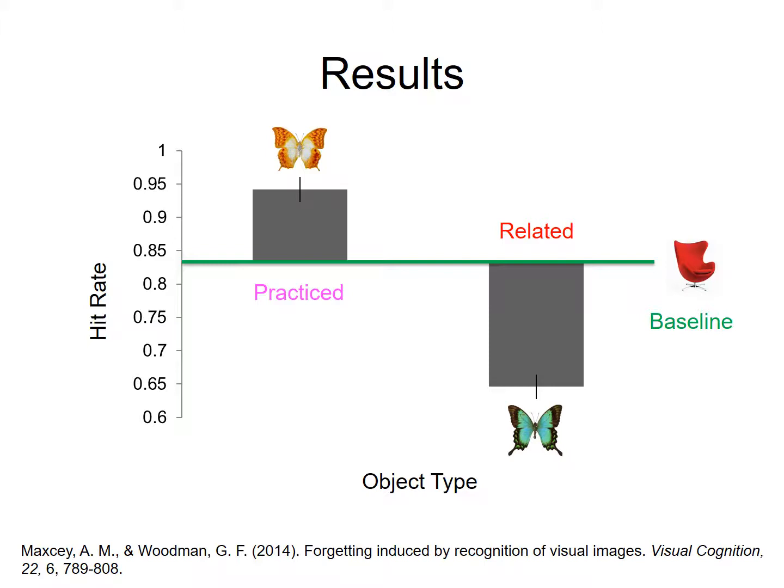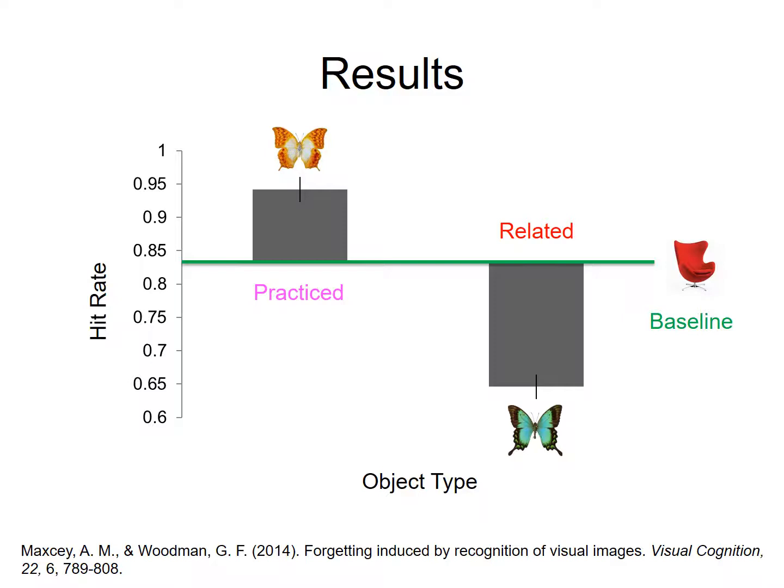These objects are not remembered as well as the practiced ones, but this is expected as the baseline objects were not practiced. They were only shown once in the study phase, so you would expect them to do worse than the objects that were practiced. Now here's where it gets really interesting. Notice that subjects have the worst memory for the related objects, even though they were shown the exact same number of times as the baseline objects. They were only studied in the first phase, just like the baseline objects.